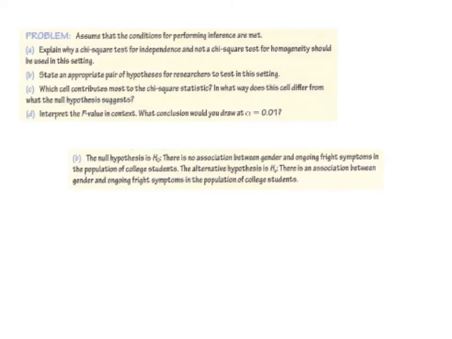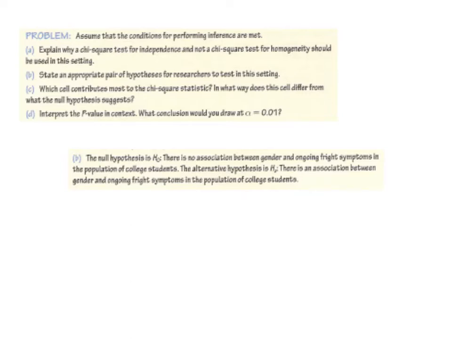So part B asked to state an appropriate pair of hypotheses for researchers to test in this setting. So we're using a chi-square test for independence. Our null hypothesis should be that there is no association between gender and ongoing fright symptoms, or you could say that gender and ongoing fright symptoms are independent of one another. Your alternative hypothesis would be that there is an association between gender and ongoing fright symptoms, or that gender and ongoing fright symptoms are not independent of one another.